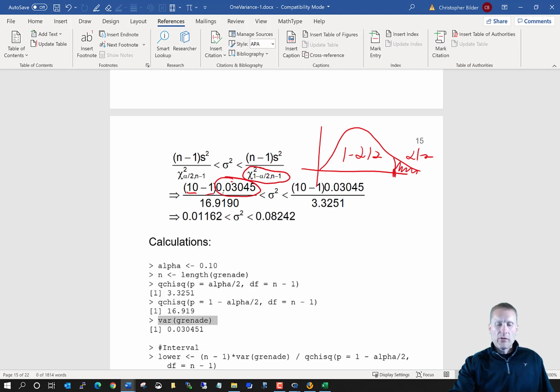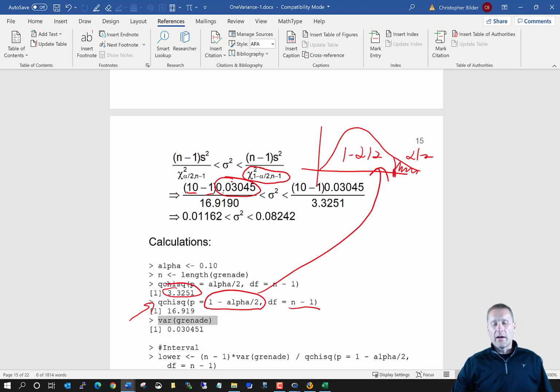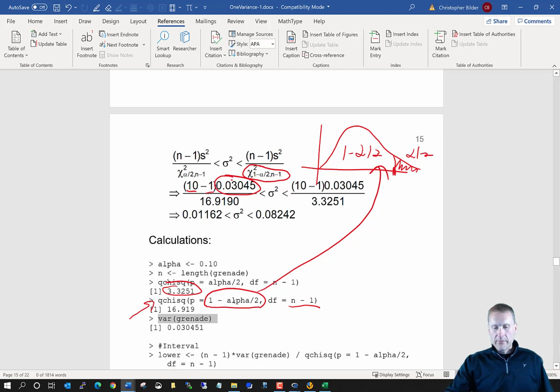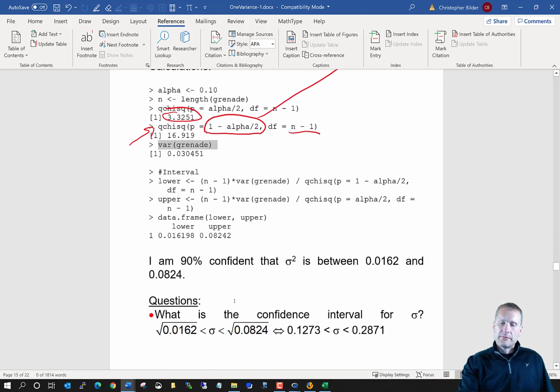I can now use my q chi sq function. I put in the 1 minus alpha divided by 2 because remember that represents the area to the left. Degrees of freedom of n minus 1, and I get 16.9. I do a similar thing for that left side quantile as well. Then we can find our interval. Take your sample size minus 1 times that variance, divide by the corresponding chi-square value, and do that both for the lower and upper bound.